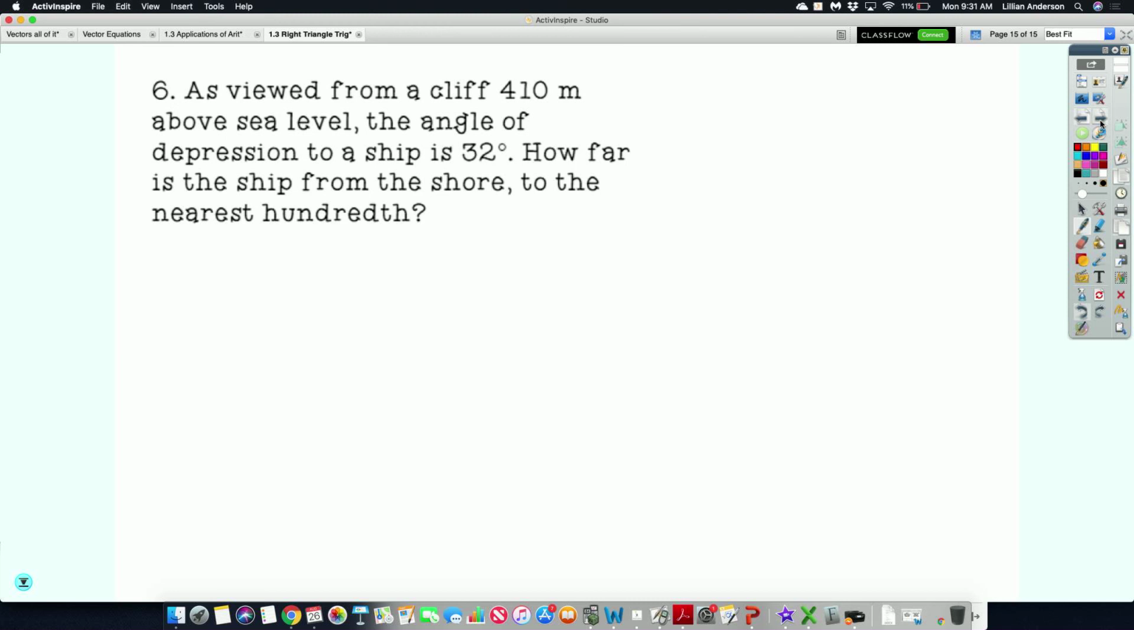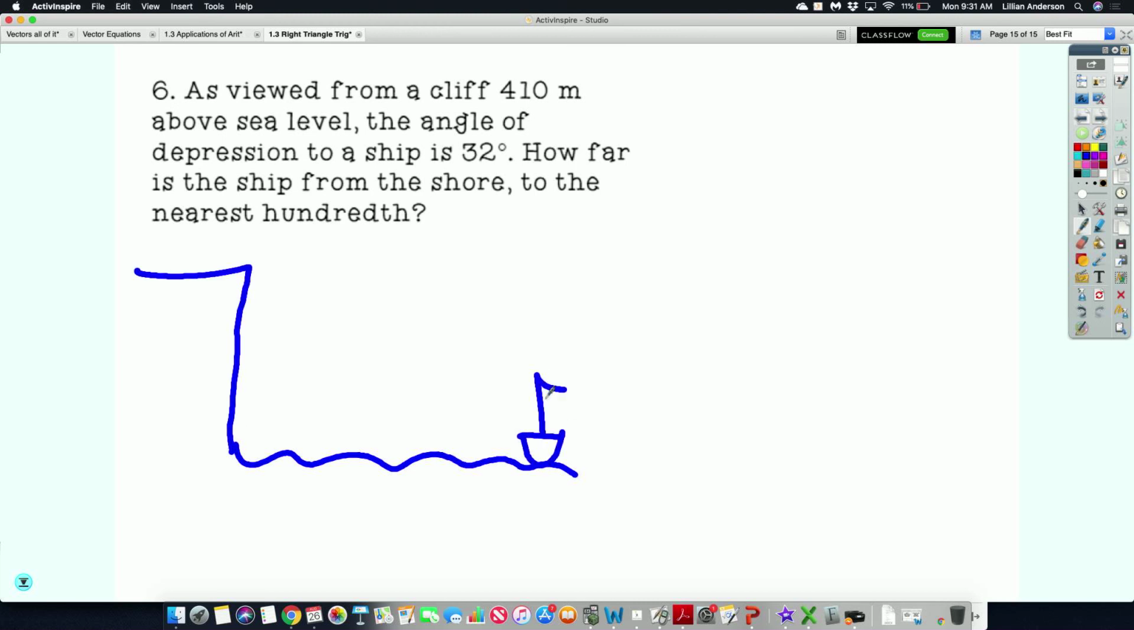So here we go. I need a cliff. I need my sea level, and I need a ship. Okay. So hopefully you might have seen some picture of water with a beautiful, gorgeous cliff and a boat somewhere in this. We all know that cliffs have a vertical drop. I think it wasn't in the class, but I said, undefined. You go off the cliff, you will be undefined. Okay. There we go. So you got sea level, and you got your boat. So our cliff is 410 meters above sea level, so this is 410.